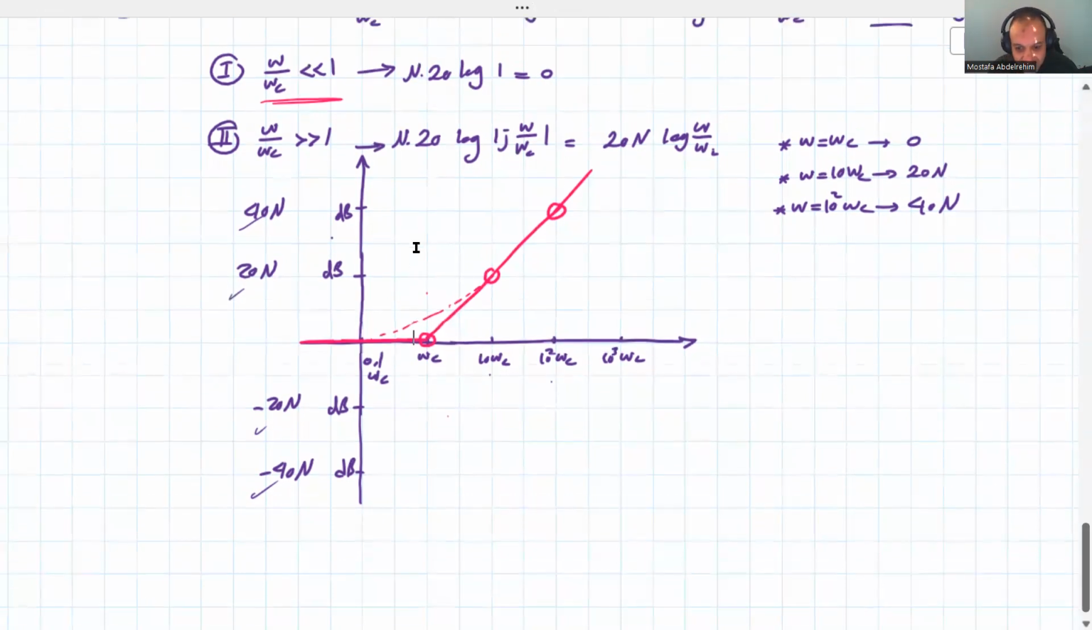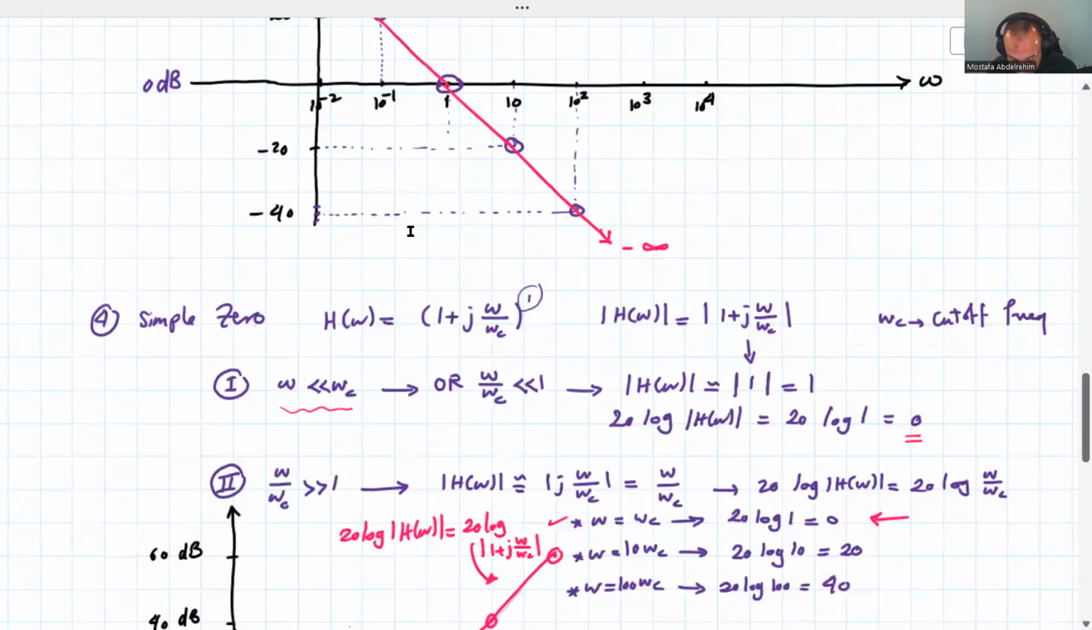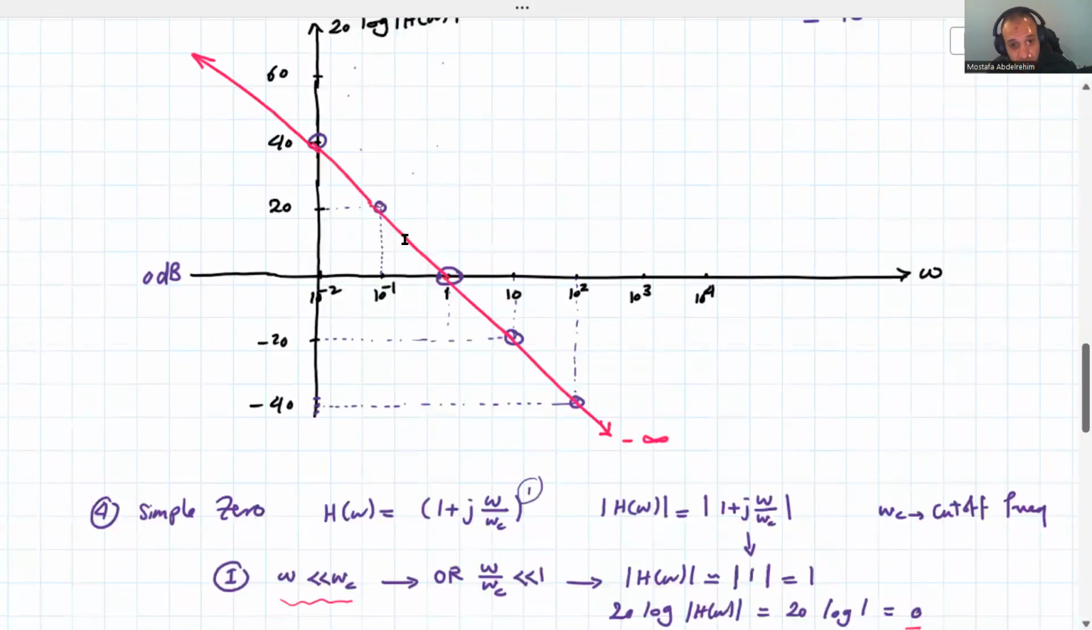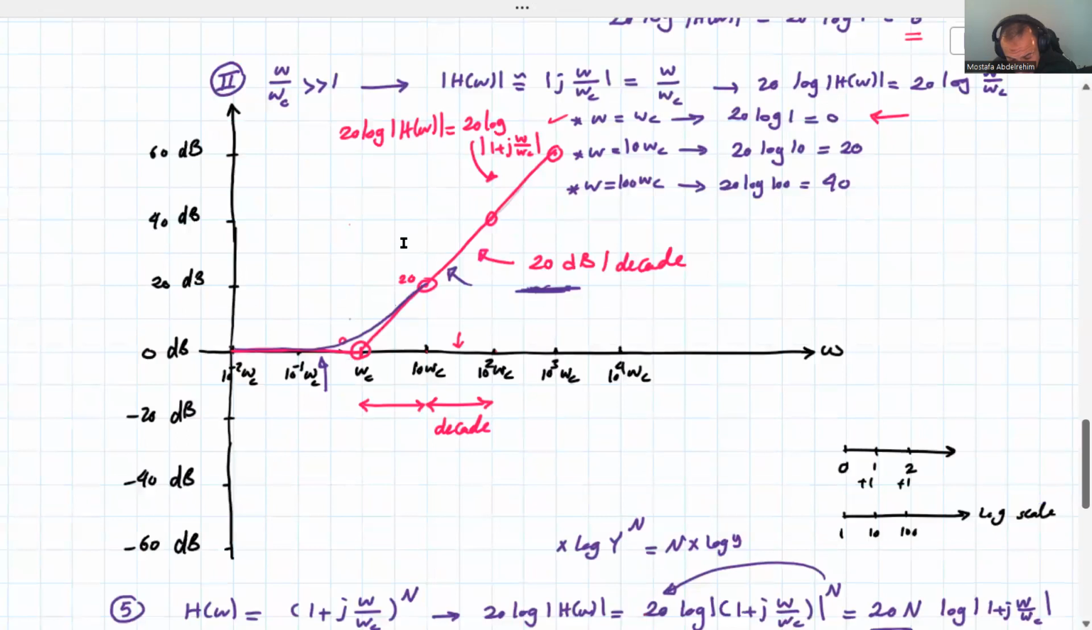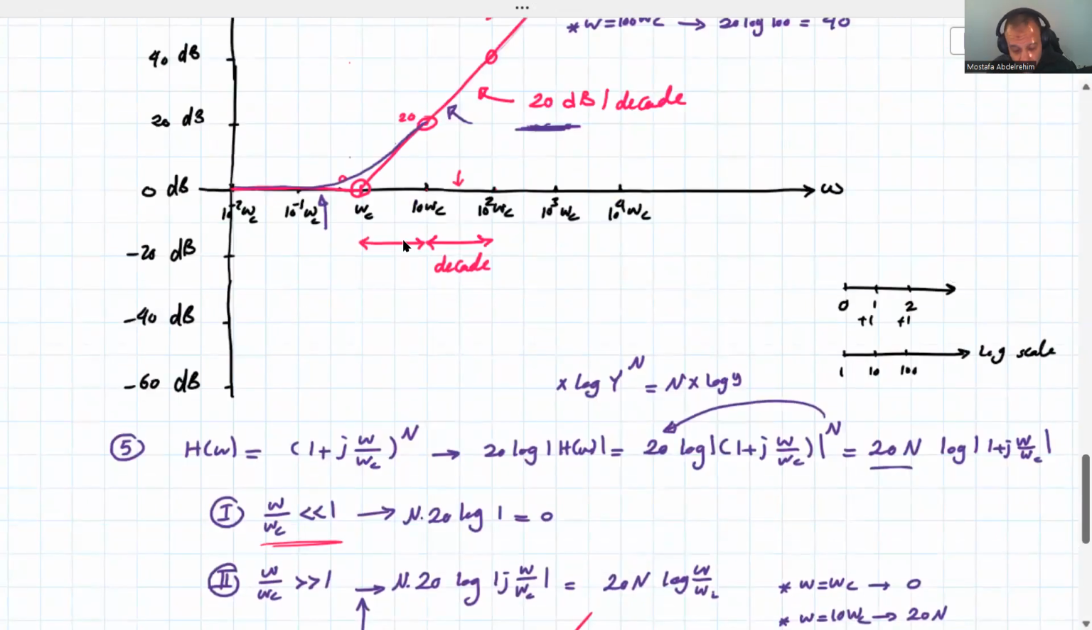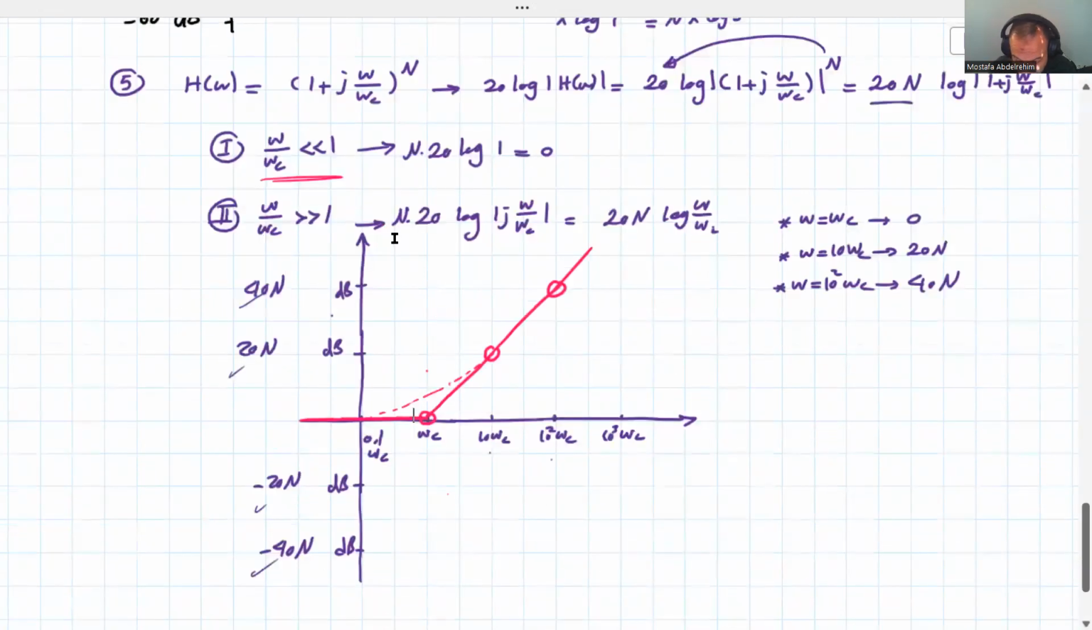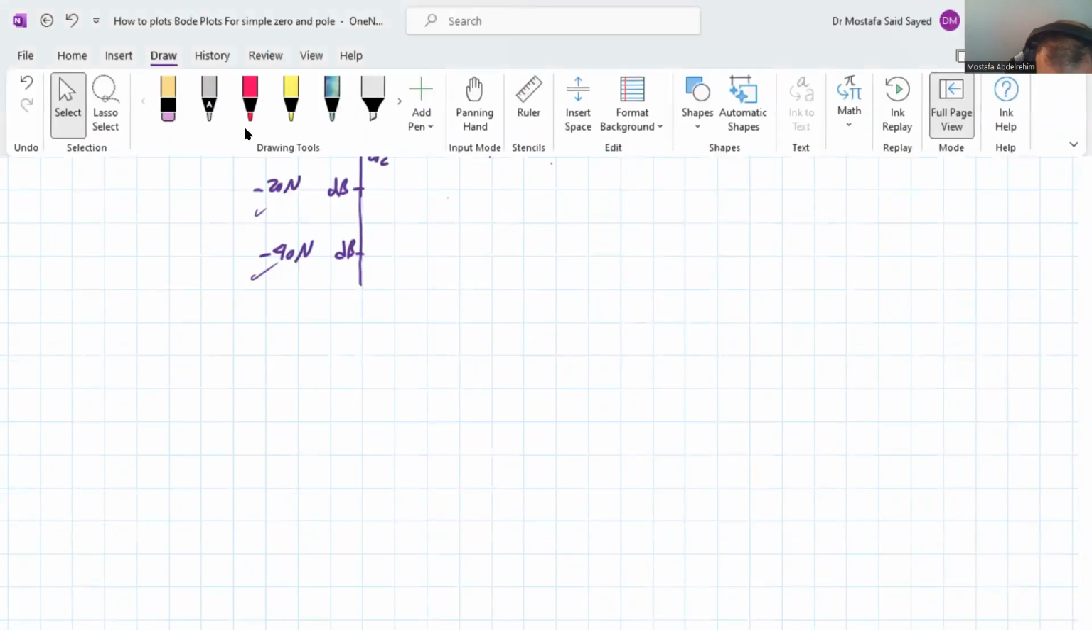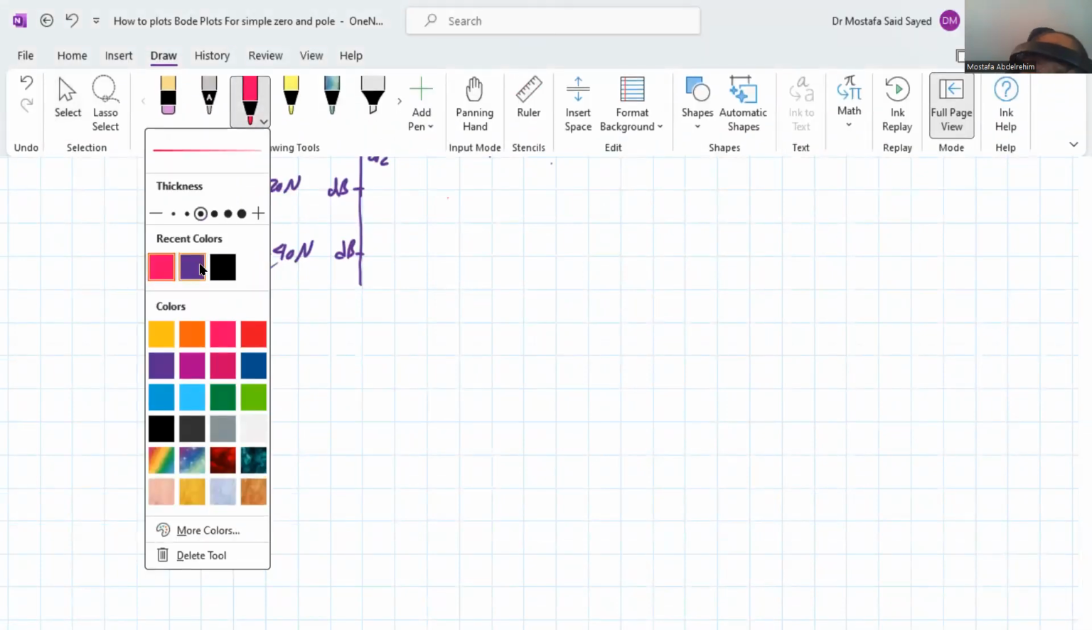Now, final case. This is all 0, simple 0. Simple 0 with no exponent, exponent equal to 1. 0, simple 0 with exponent equal to n. Let's now have a ball. It's the opposite case. We're going to find that we have really the opposite case of that.